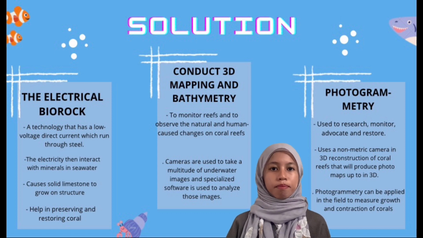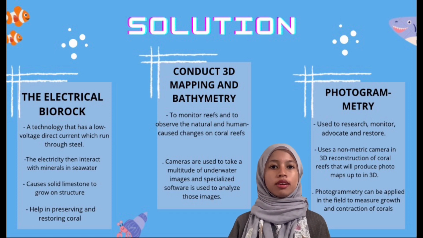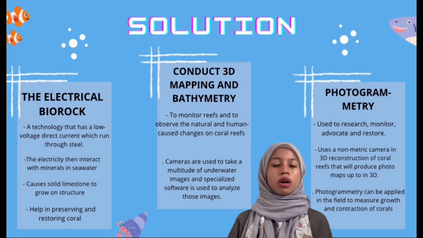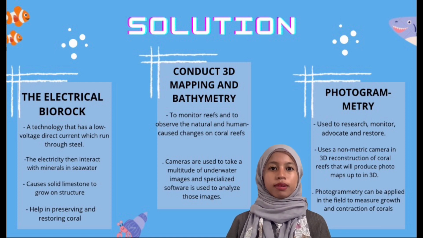Since one of the impacts is that 25% of marine life will lose their habitat, a good move can be made by conducting 3D mapping and bathymetry to monitor reef and to observe the natural and human-caused changes on the coral reefs. Cameras are used to take a multitude of underwater images and special software is used to analyze those images. Lastly, to overcome sharp decline in fish population, the solution for these problems includes photogrammetry.